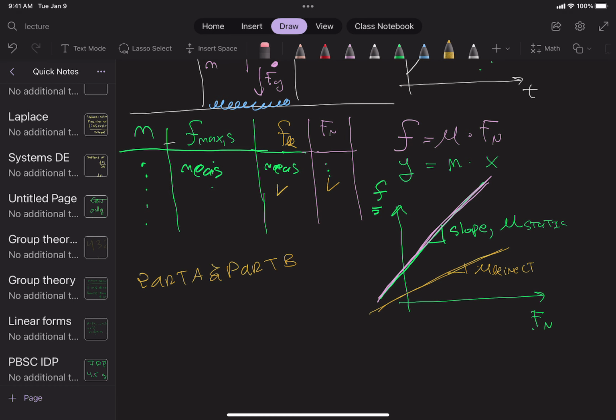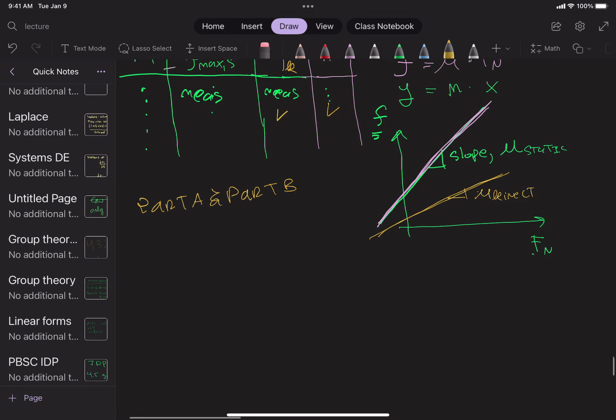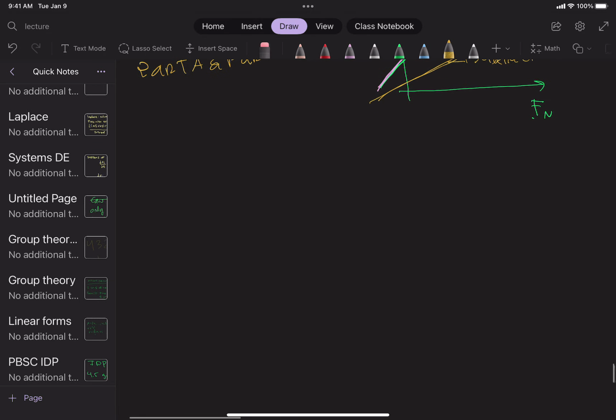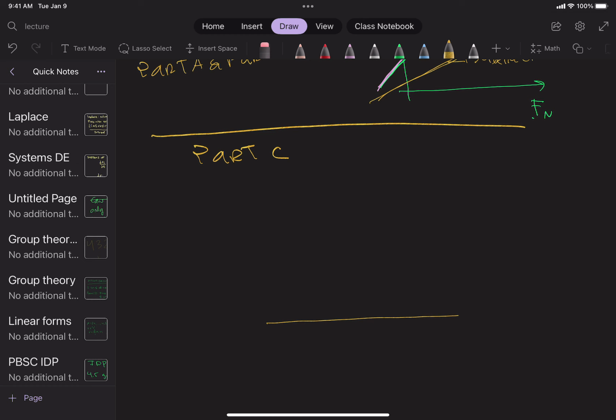But there's also a different experiment that has a different link. So now this is going to correspond to a different setup. So for part C of today's lab, this is going to correspond to an inclined plane. So let's see what happens when a block is stationary on an inclined plane.